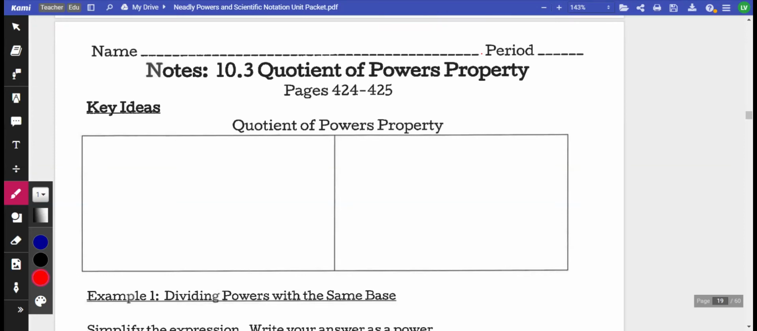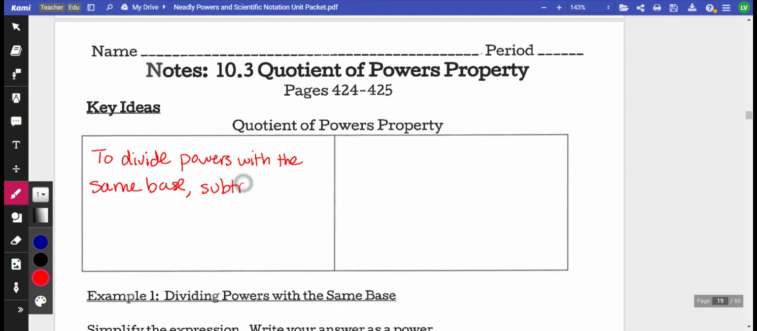10.3 Quotient of powers property. The quotient of powers property is defined as: to divide powers with the same base, you subtract the exponents. So let's look at a couple examples.